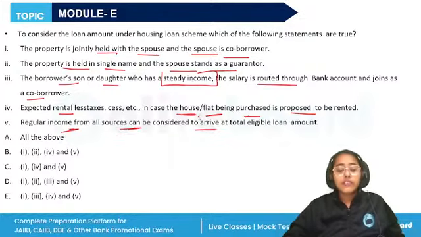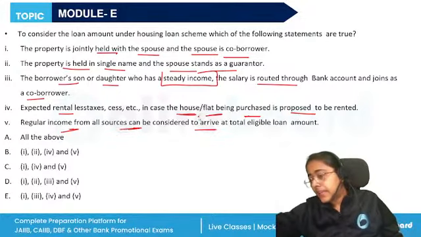First option is all of the above. Option B is 1, 2, 4, and 5. Option C is 1, 4, and 5. D is 1, 2, 3, and 5. Or option E is 1, 3, 4, and 5. Take 10 seconds to answer this question, and then I will tell you the correct answer.